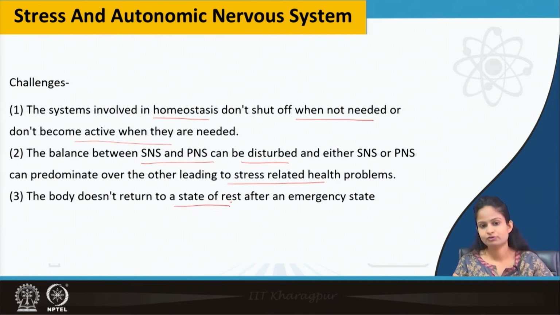Also, there is the case when the body does not return to the state of rest after an emergency state. That is why whenever we perform the autonomic function test, we always keep an entity of the post recovery period. We want to see after the stress test or after the provocative test whether the person's autonomic nervous system is coming back to normal or at the rest level, because if it does not come back, then again it poses a challenge to the autonomic nervous system.